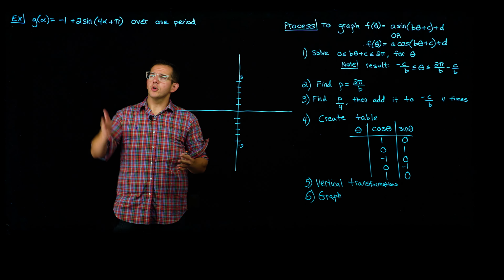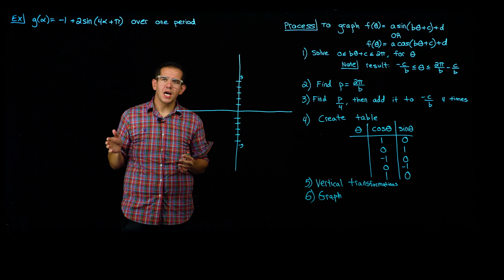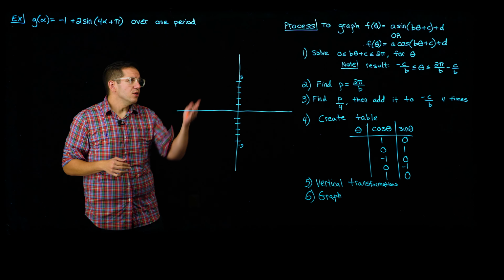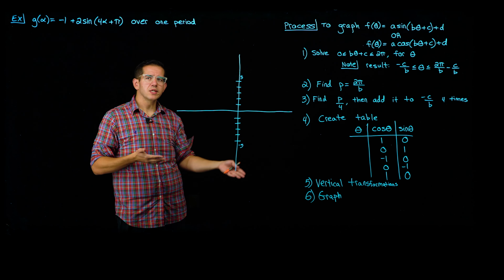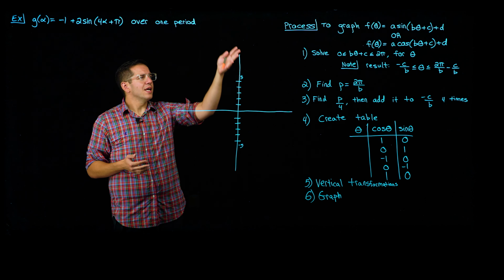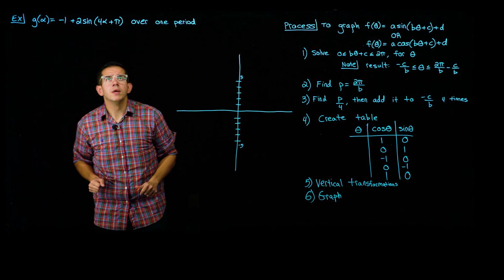So for this problem, we're going to graph g of alpha equals -1 plus 2 sine of 4 alpha plus pi over one period using the transformation method. Now remember, we have another video explaining how the transformation method works, but I would suggest pausing the video now and looking through this one more time just to be sure you're familiar with all the steps.